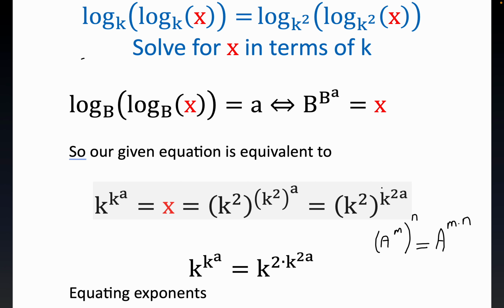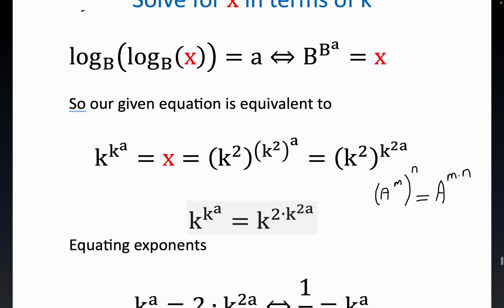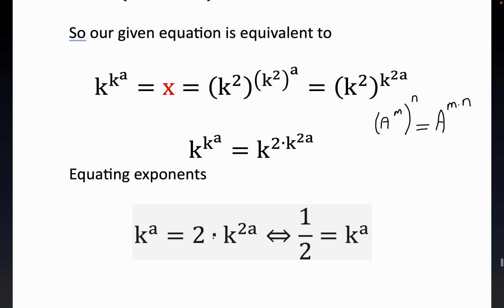Again, this is a little odd, but you multiply this 2 against k to the 2a. That's kind of strange to see. That's why I put the dot there. Okay, so again, this rule itself is easy, but sometimes you get these towered sort of exponential expressions, and it's kind of a pain to deal with. But once you get it like this, you have the same bases here. So you can equate this exponent, k raised to the a, with 2 times k to the 2a. Okay, and so that's what we're doing right here.